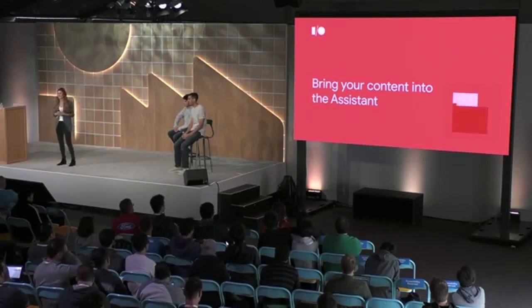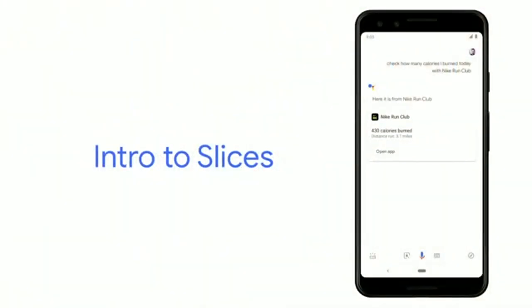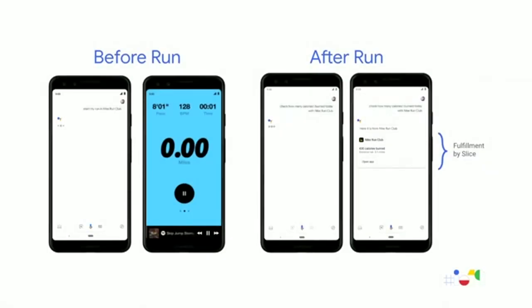So let's go back to that initial example with Nike that Adam mentioned. Adam started his run by coming to the assistant and saying, "Hey, Google, start my run with Nike Run Club." When he finished his run, he then came back to the assistant, and this time he asked for how many calories he has burned. Now you're going to see that this information is being displayed directly in the assistant via a slice. So let's pause this video and break it down into all the 4 steps.